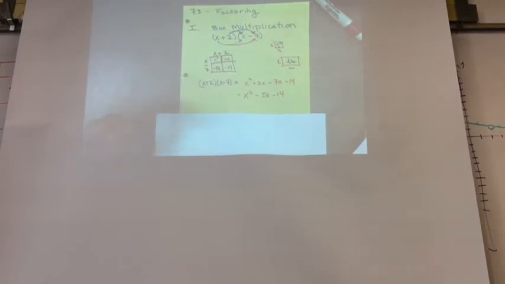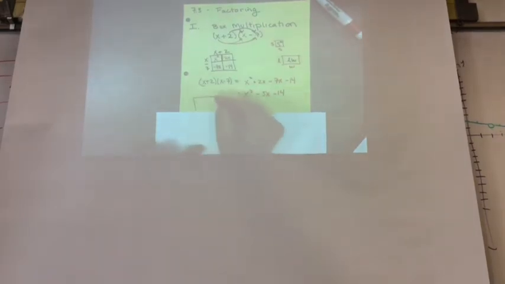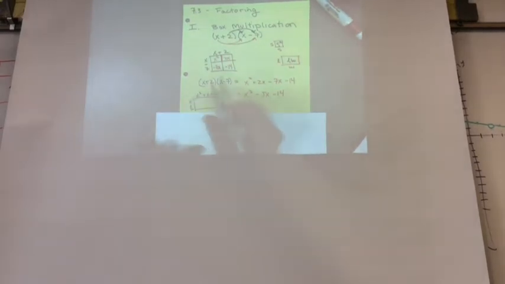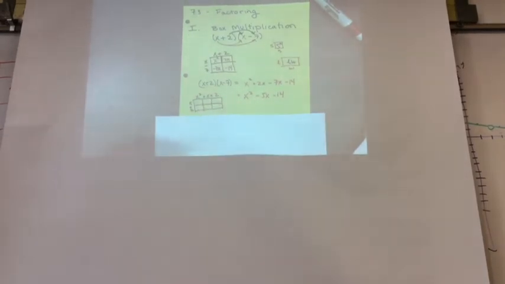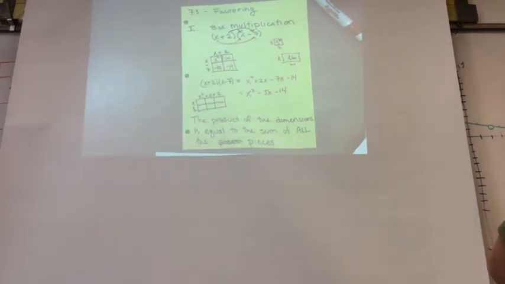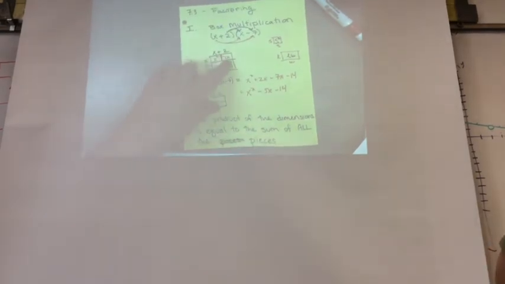So these are really cool and really nifty if you have a component of 3, if you have a trinomial being multiplied. So maybe you have x squared plus x plus 2, and then maybe you're doing x plus 2 over here. You can use the same method, fill out all the areas, and add them all up. So in general, box multiplication is the product of the dimensions, the multiplication of the dimensions, equal to the sum, or the addition, of adding up all the pieces.